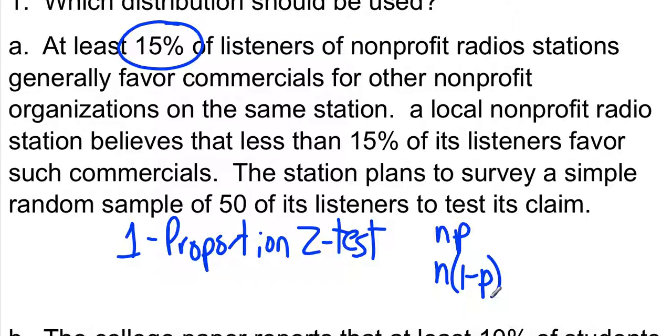We have a simple random sample. We have a fixed number of independent identical trials. We're just going to ask these people. There are 2 possible outcomes, like do you support this or not? So as long as this last one is met.